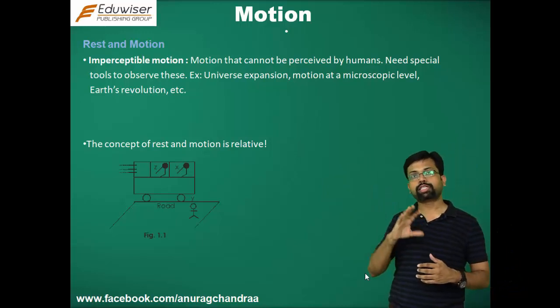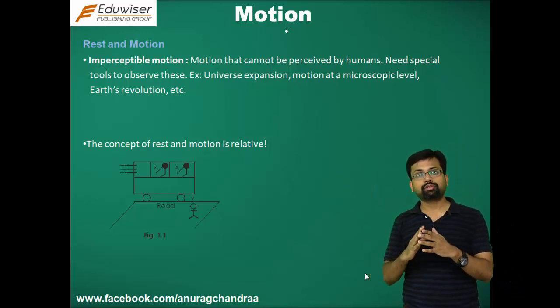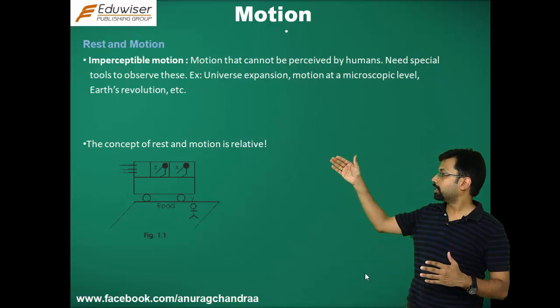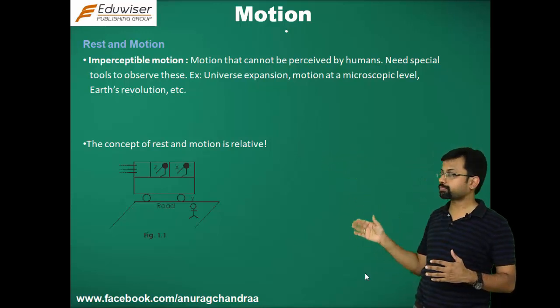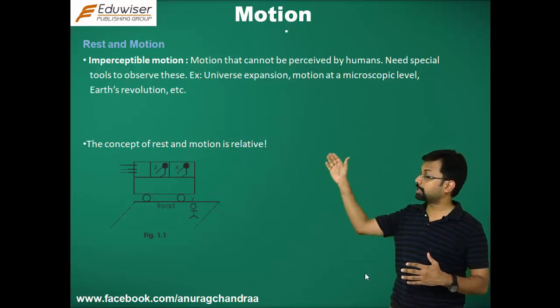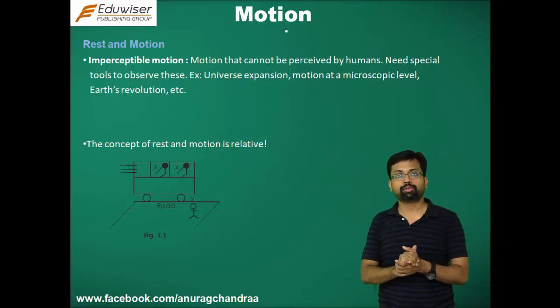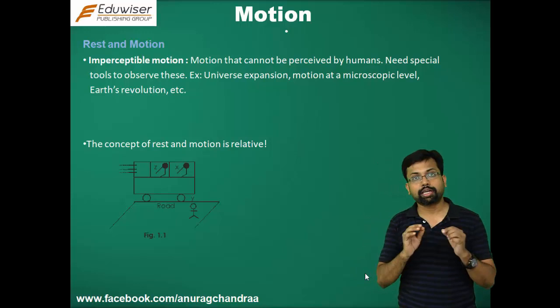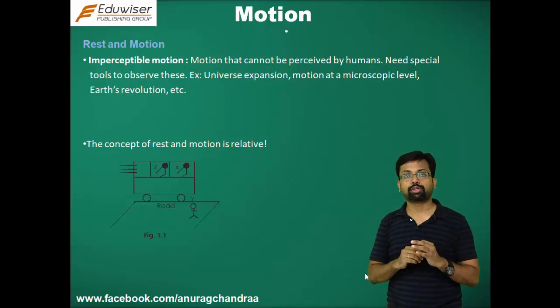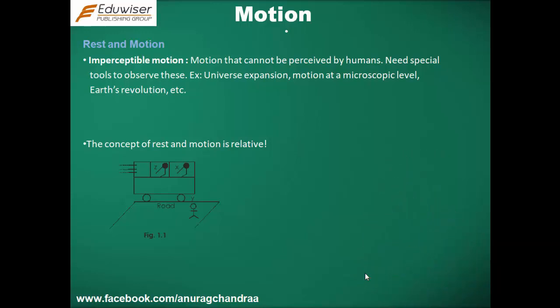Hence, when we state X's position, we say that it is in motion with respect to Y, and it is at rest with respect to Z. So this is how you define the position of any body. Rest and motion are not absolute, they are relative.